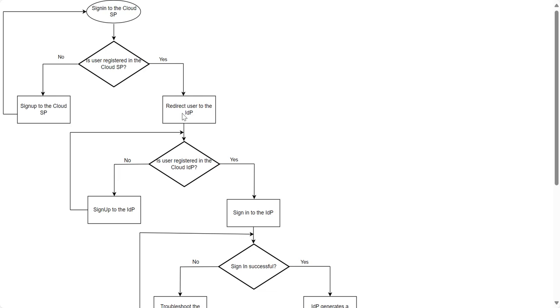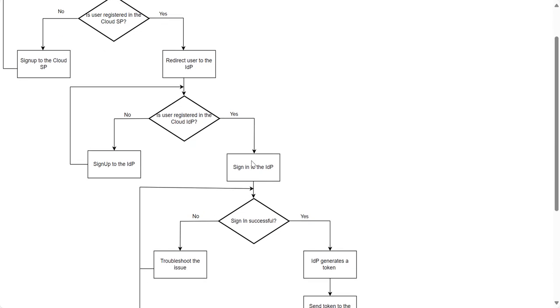The identity provider provides the user with a sign-in page. The user captures their credentials. The identity provider checks if the information entered by the user exists. If the information does not exist, the user is redirected to a sign-up page where they can register. If the information exists, the user is authenticated.